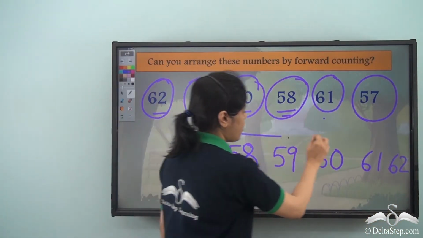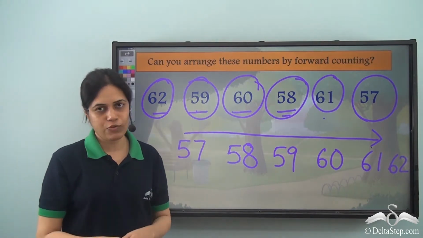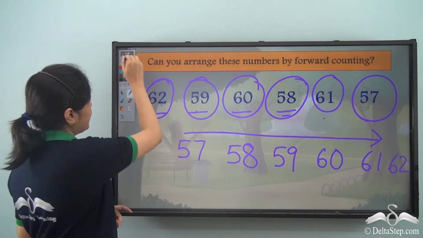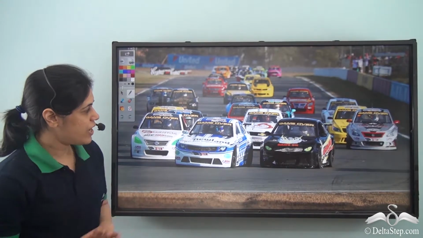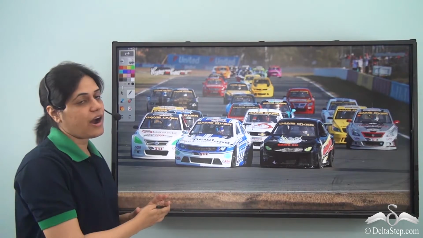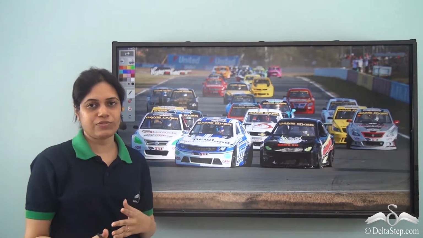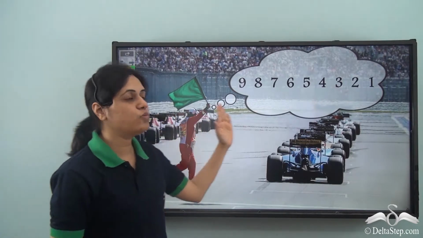So this is how we can arrange these numbers by forward counting. Let's look at another situation. Well, it's a holiday and you go to watch this car racing game. So there are so many bright, colorful cars waiting to race right away. And we have this person doing the countdown.